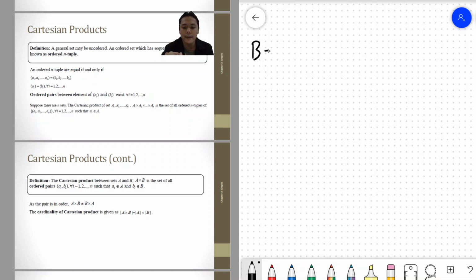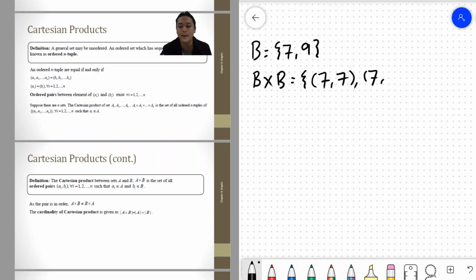Let us take this example, B = {7, 9}, and we do the Cartesian product of B times B. Suppose you have already done the answer, it will be (7, 7), (7, 9), (9, 7), and (9, 9). I put it down.